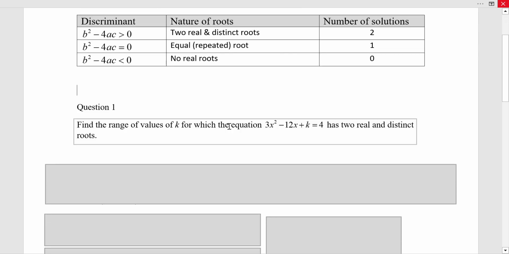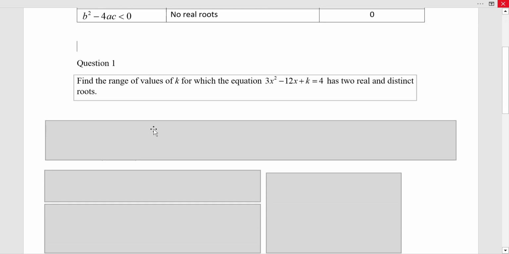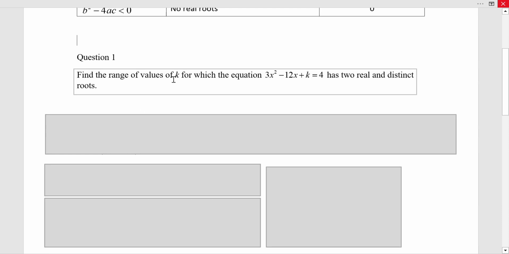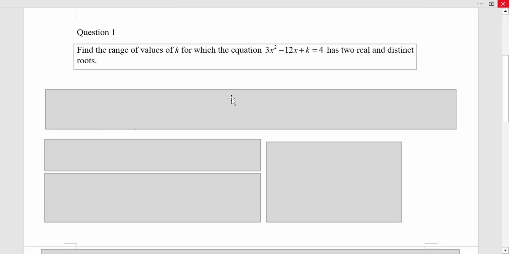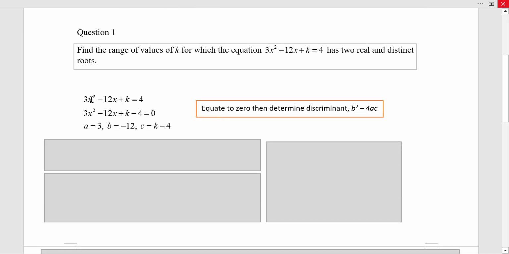So let's take a look at a question. Find the range of values of k for which this equation has two real and distinct roots. If you need two real and distinct roots, your discriminant needs to be greater than 0. Before you can find your discriminant, you first need to rearrange the quadratic equation to equate it to 0. Only when you equate it to 0 can you determine the discriminant.